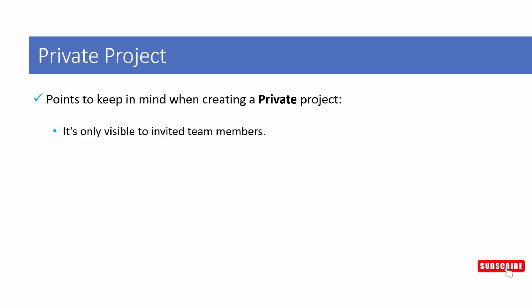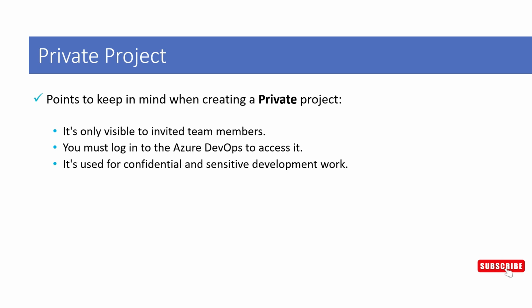If we talk about private project in Azure DevOps, the points to keep in mind when creating a private project are: it's only visible to invited team members. Second, you must log into Azure DevOps to access it. It's used for confidential and sensitive development work, and you can create unlimited projects under one organization.